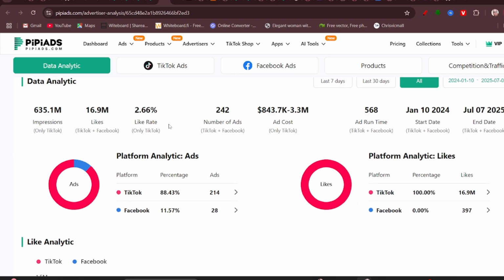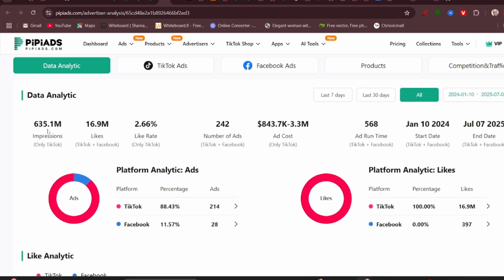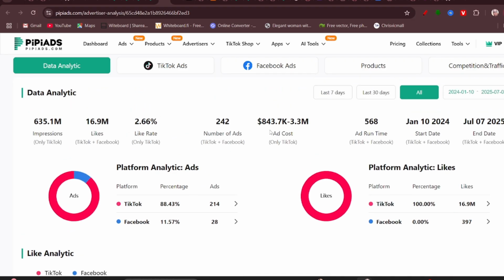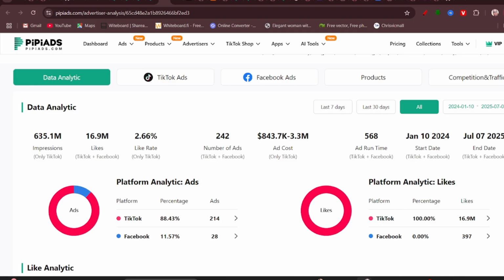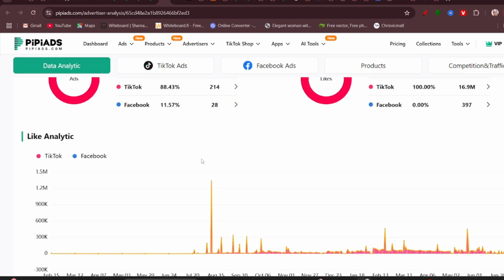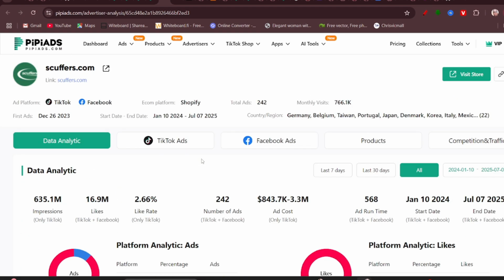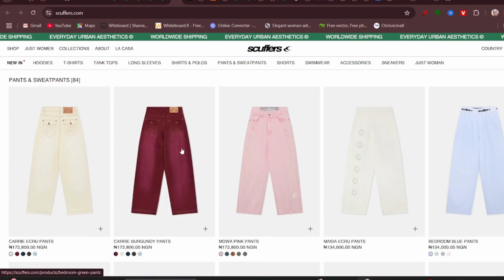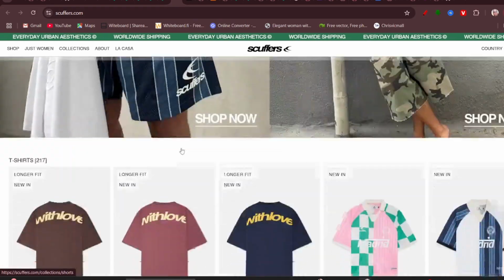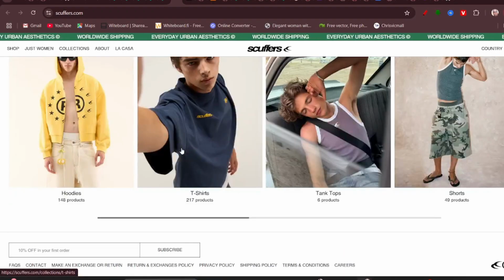And this is Scoffers. They have 635 million impressions on TikTok, and they spent almost $900,000 to $3.3 million on ads, and the ads have been running for about a year, from January 2024 to 2025. Okay, this is a very good way to get insight on what they do. If you go on their website, which is here, you see they have several things lined out. So they're into clothing and urban wear and whatnot.